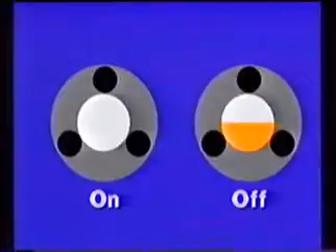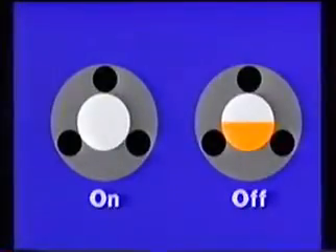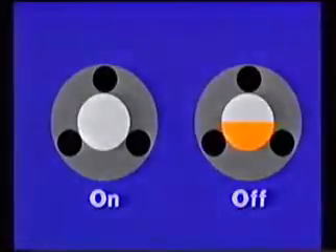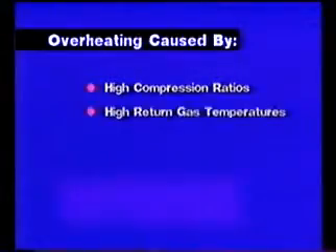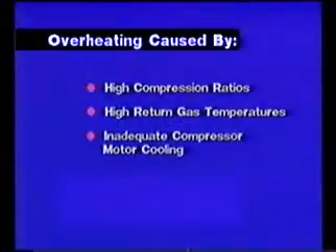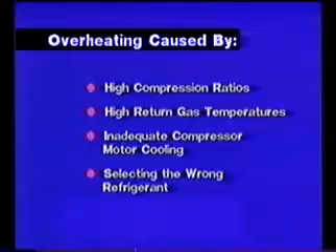The visual indication of this is that the oil level drops during the run cycle until the compressor cycles off on the oil safety control. When the compressor stops, the oil level will suddenly reappear in the crankcase sight glass. Finding any of these visual signs indicates that substantial damage has already occurred and should signal you to make system changes to avoid a repeat of the problem. Overheating of compressors is caused by 4 system problems: high compression ratios, high return gas temperatures, inadequate compressor motor cooling, and selecting the wrong refrigerant.